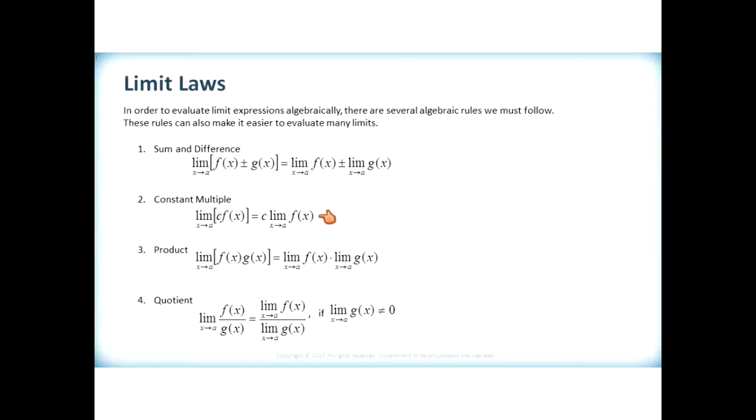The third one is the product rule for limits, and we usually read it as: the limit of a product is the product of the limits. For a quotient, the limit of a quotient is the quotient of the limits. I can take the limit of the numerator and divide by the limit of the denominator, provided, of course, that the limit of the denominator is not 0, because that would not be permissible based on the laws of algebra.